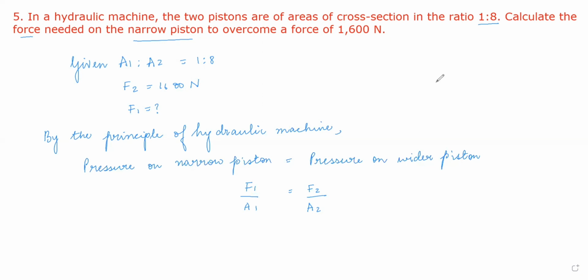So we need to find the value of F1. Okay, so we'll write it as it is, F1. Next, A1 is provided to us, that is 1. F2, it is also provided to us, that is 1600, and A2 is also provided to us, that is 8. So therefore, F1 will be 1600 by 8, that is 8 ones are, and 200s are is 1600. So your F1 will be 200 Newton. So 200 Newton is the force needed on the narrow piston. So this is your answer.